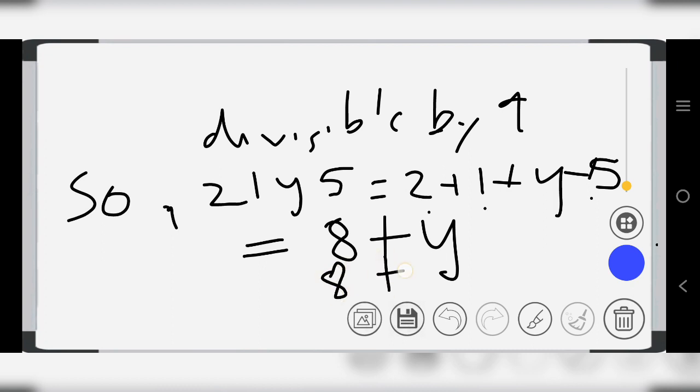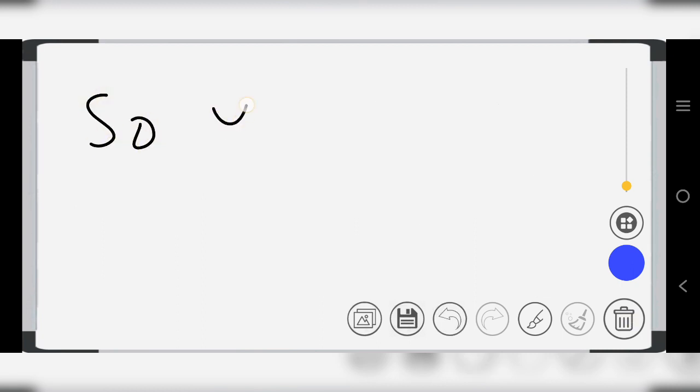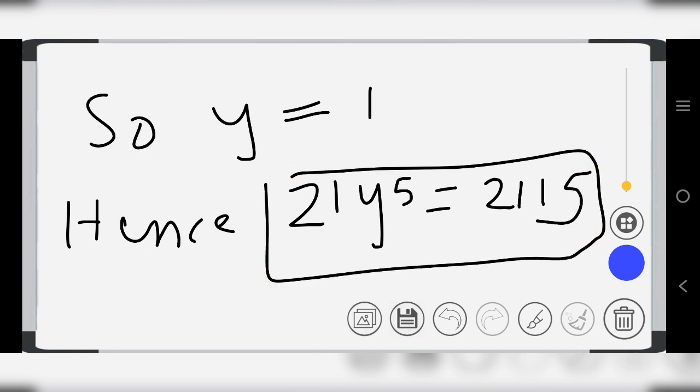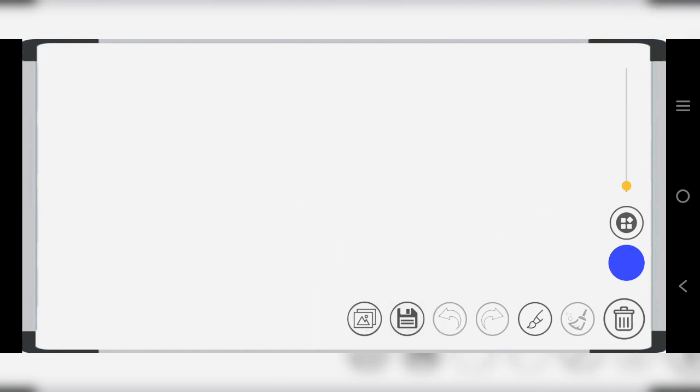8 plus 1 is 9, where 9 is divisible by 9. So we have found that the value of y is 1. So y is equal to 1. Hence 21y5 is equal to 2115. Okay, the value of y is 1. So we have found. Next, let's go to the second one.